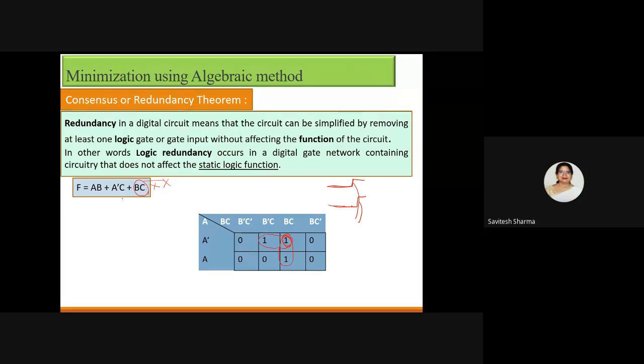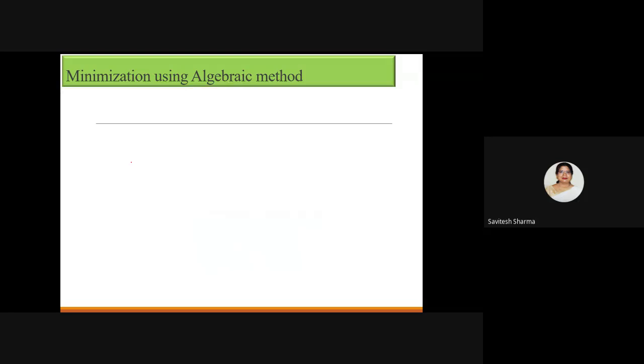So how can you minimize the circuit? You will use the consensus theorem. That means your task will be to remove the redundant term. Redundant terms are those terms that do not play any role in the function.